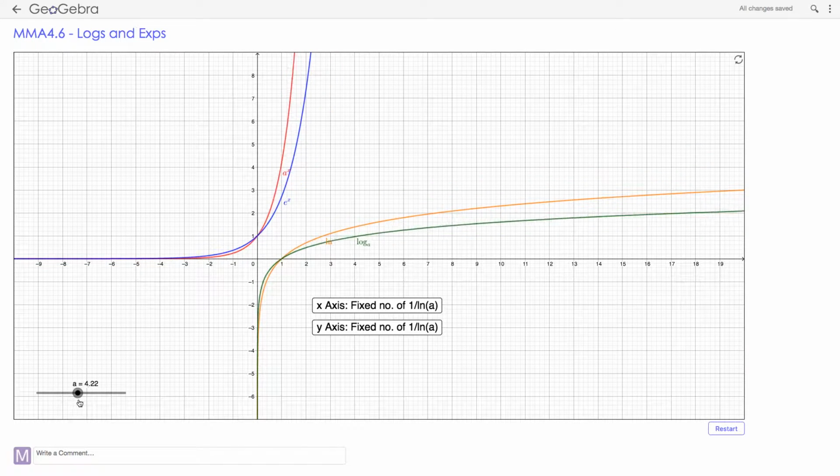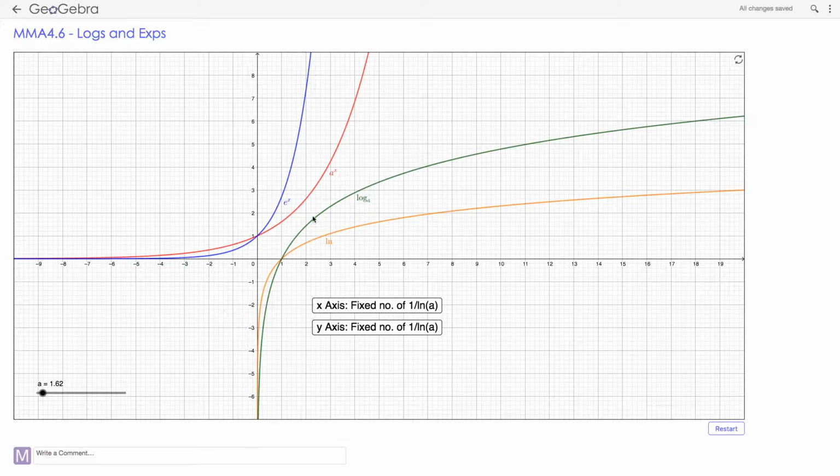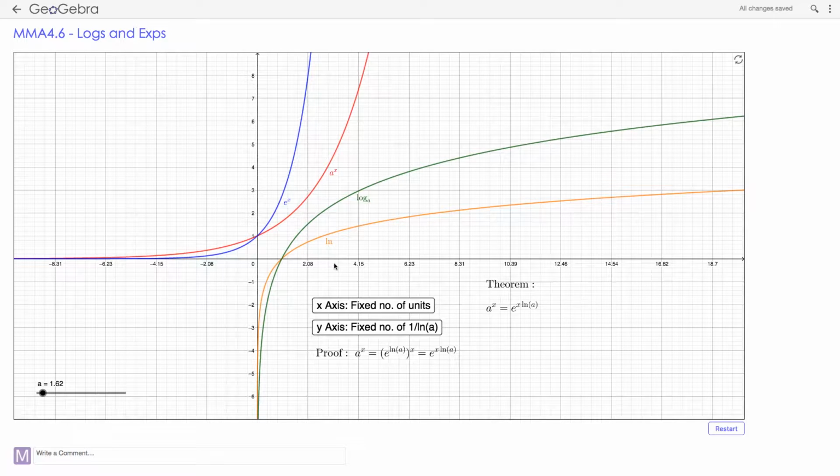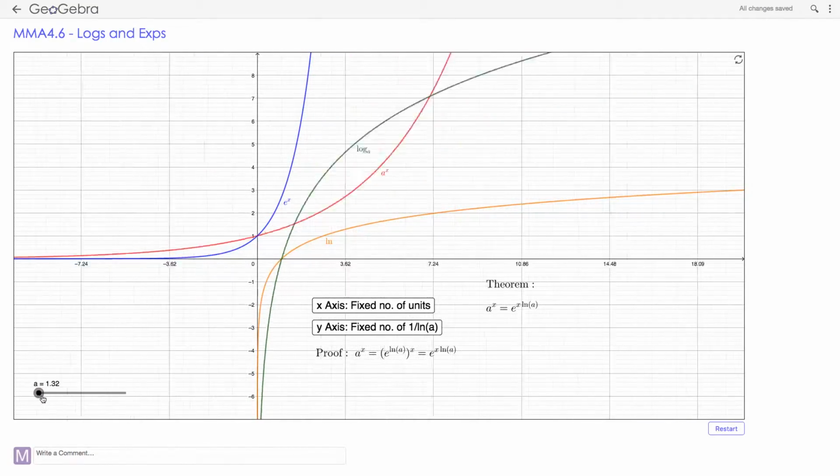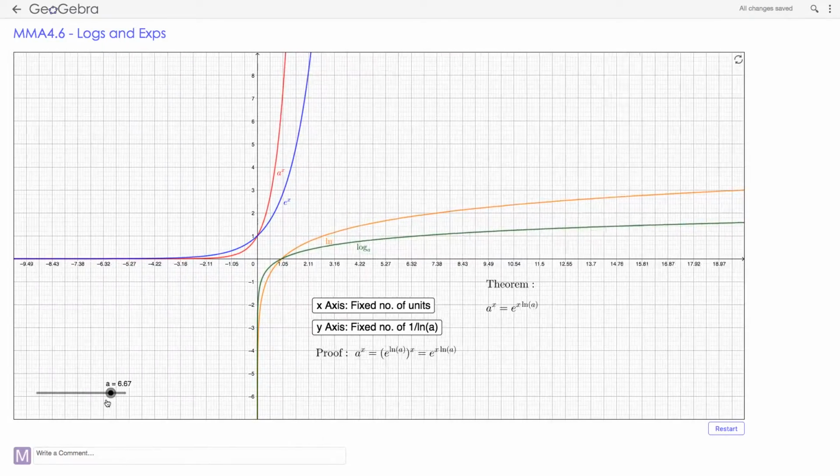Now, it doesn't seem as if they have any sort of natural relation, but in fact they do. So it turns out that if you take this x-axis and instead of having 1, 2, 3, and so on, I have a fixed number of 1 over ln a. So see what happens now. I change my scale on the x-axis, right? Agree?